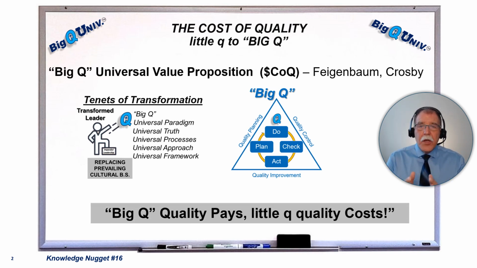Now it's time for us to discuss another tenet of transformation that I call the universal value proposition, or the cost of quality. And that proposition says that big Q quality pays, little q quality costs.